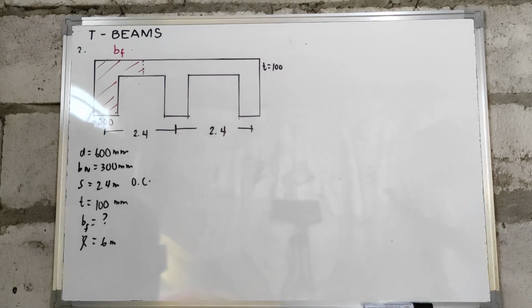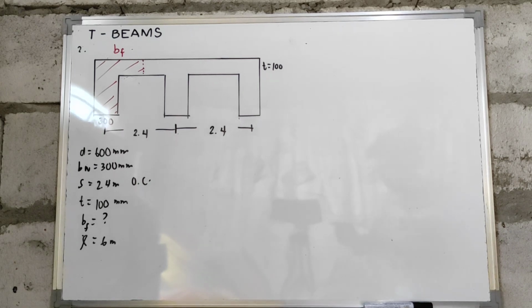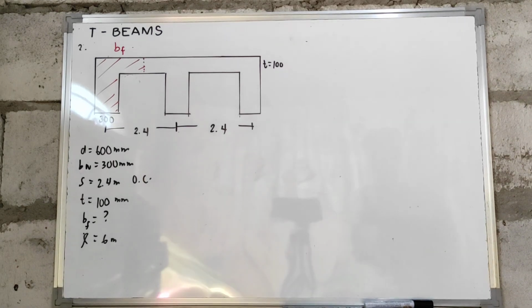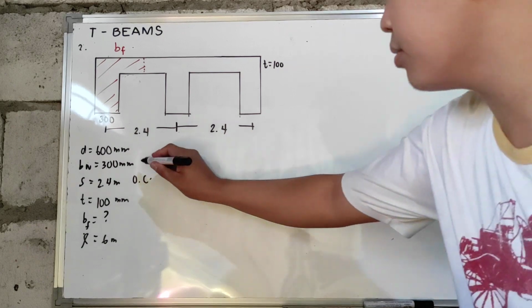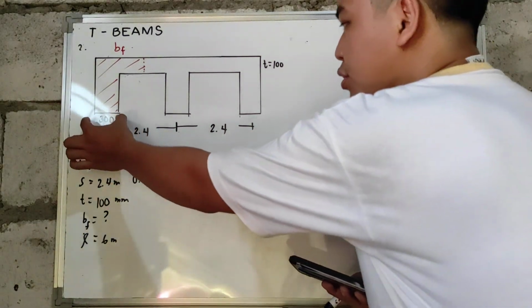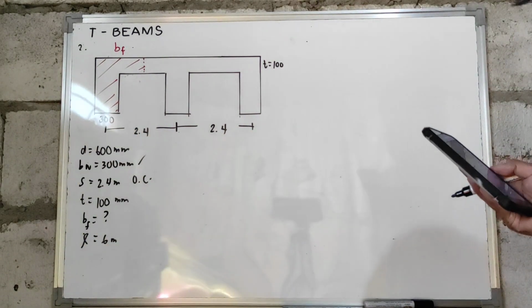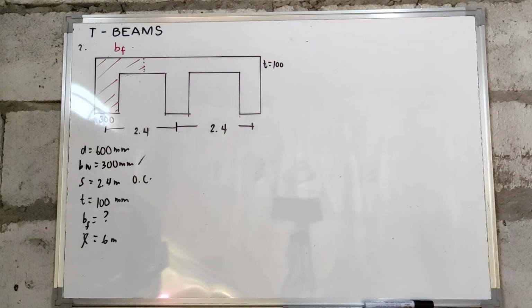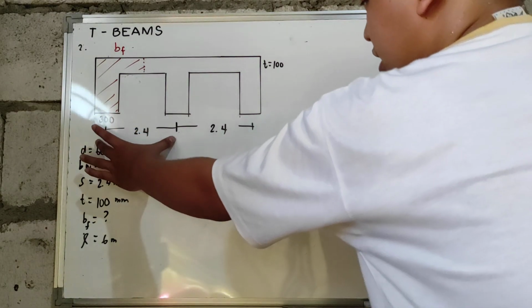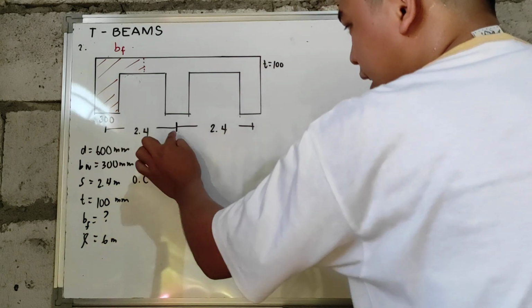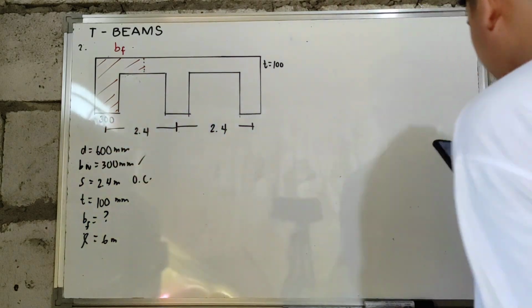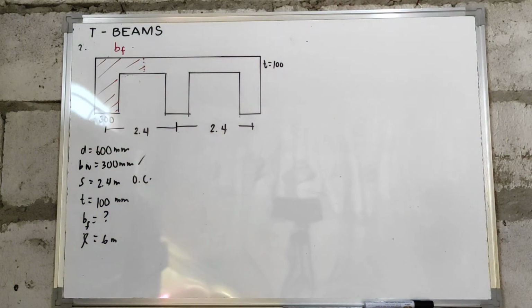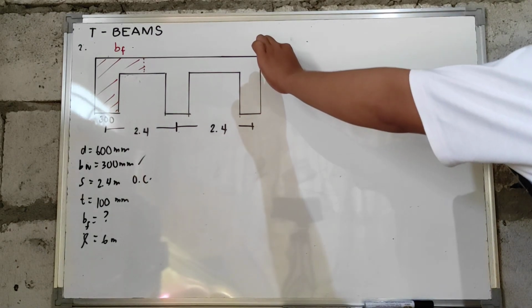An exterior T-beam in the floor system having an effective depth of 600 mm. So meron tayong effective depth na 600 mm and the web thickness is equal to 300 mm. So this will be your web thickness na 300. The beam has a spacing of 2.4 meters on center. So sa center ng beam, center ng beam, yung spacing is 2.4 meters. Thickness of slab is 100 mm.